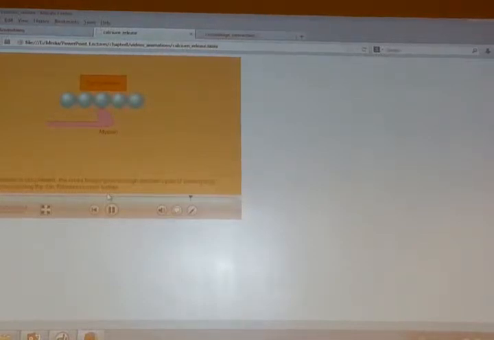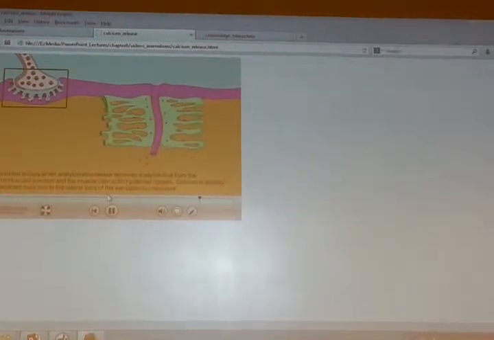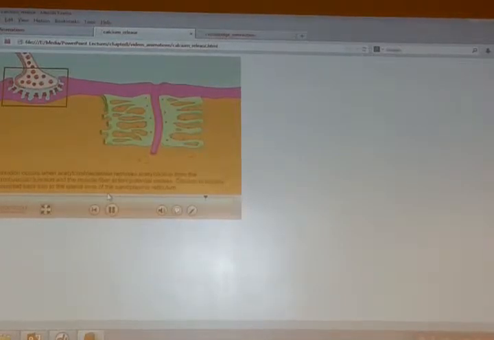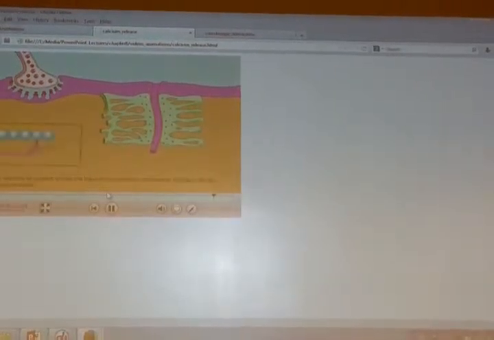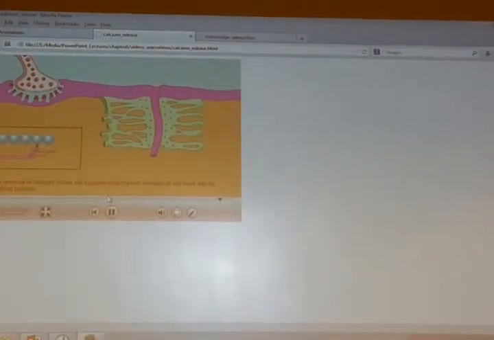in even further. Relaxation occurs when acetylcholinesterase removes acetylcholine from the neuromuscular junction and the muscle fiber action potential ceases. Calcium is actively transported back into the lateral sacs of the sarcoplasmic reticulum. The removal of calcium allows the troponin-tropomyosin complex to slip back into its blocking position. Actin and myosin are no longer able to bind at cross bridges, and the thin filaments return to their resting position.